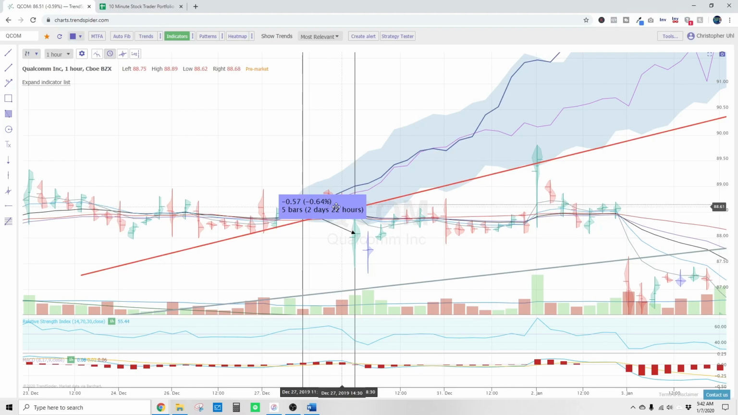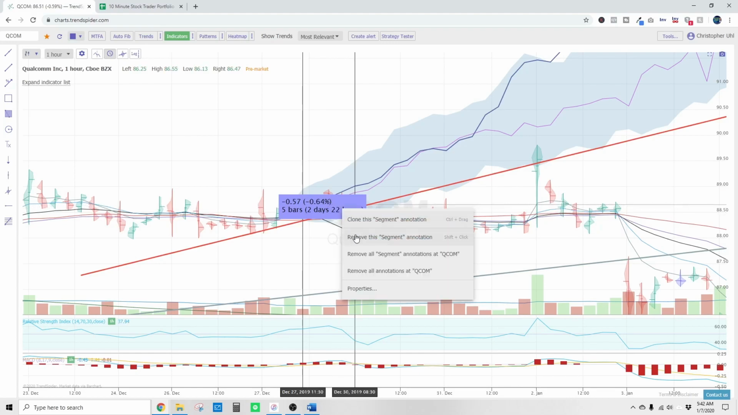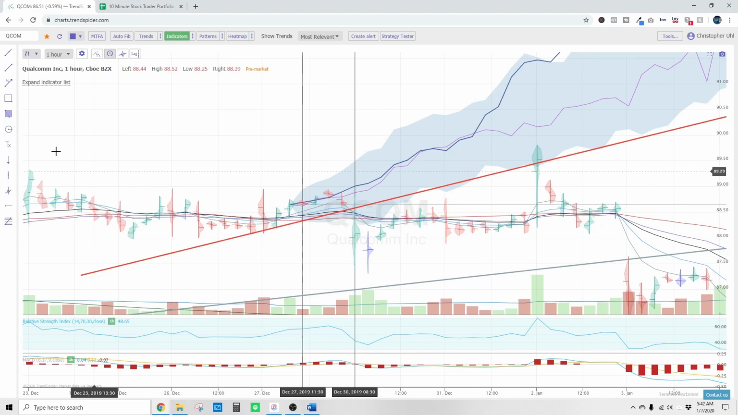Sucks, yeah. But at the same time, you know what? Look at why following your plan is important. Okay? We started here. We got out here. We held it for a day. We got out. We took our loss. We moved on with our lives.